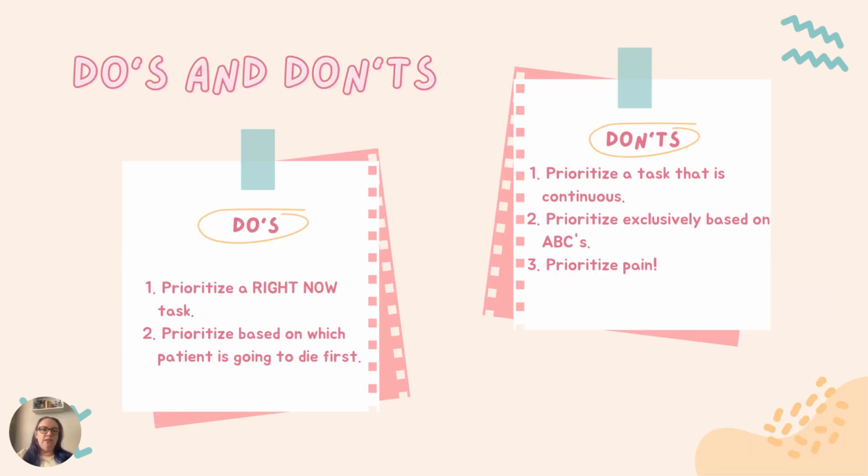The do's and don'ts of prioritization questions. Do prioritize a right now task. Don't prioritize a task that is continuous. Do prioritize based on which patient is going to die first. Don't prioritize exclusively based on ABCs, because if we would have done that earlier, then we would have gone back and forth between the patient with asthma and the patient with COPD.